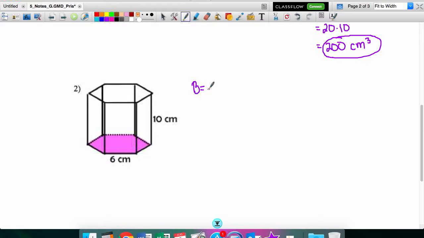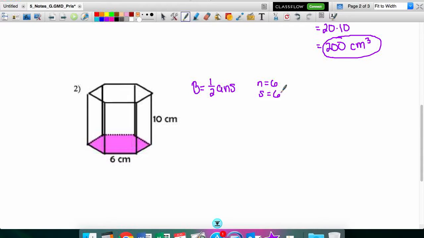For our base, since it's a hexagon, we're going to use the hexagon area formula, 1/2 ans. We don't know the apothem. We do know the number of sides. The number of sides happens to be 6. And we do know the side length. The side length is also 6. So we need to find the apothem.